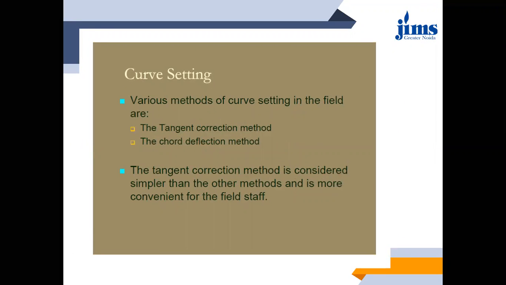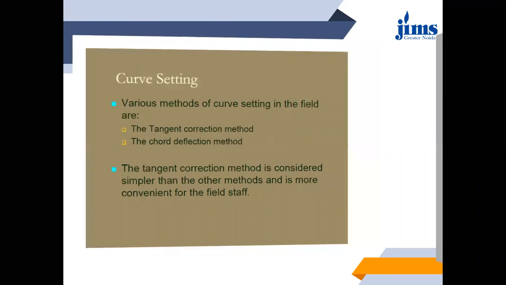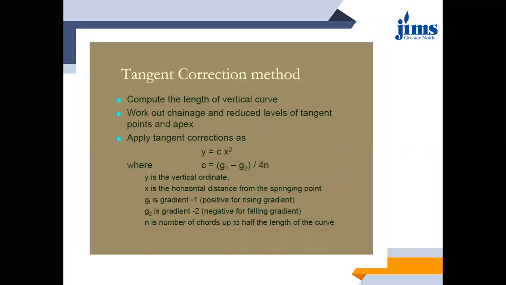So there are two methods. Both of these methods you have already studied in surveying in engineering. That is, the methods of setting out the curves in the field: the tangent correction method and the chord deflection method. In railway engineering, while setting out the curves in the field, these two methods are used. But of these two, the tangent correction method is considered simpler and more convenient for the field staff. Therefore, we use the tangent correction method in Indian Railways.